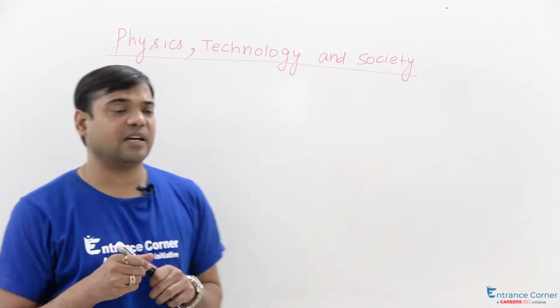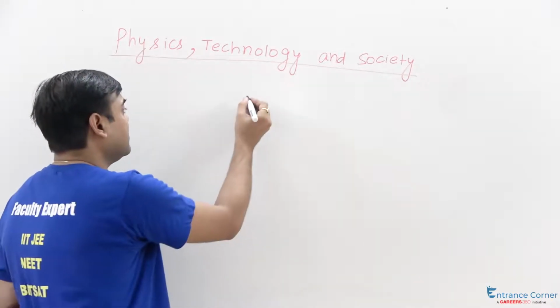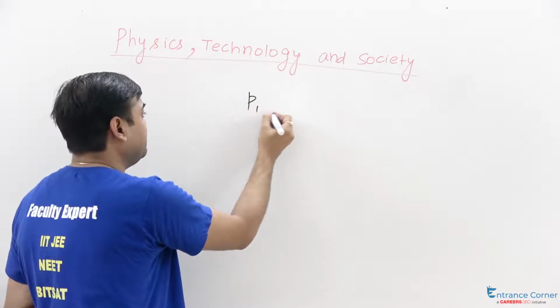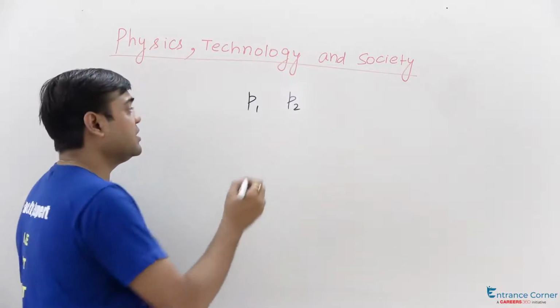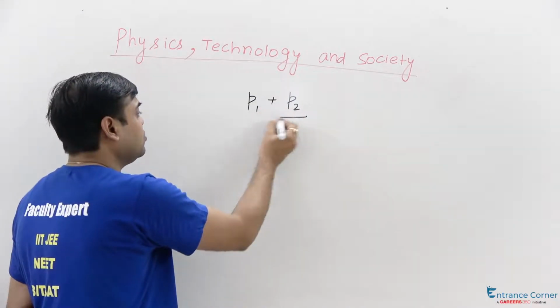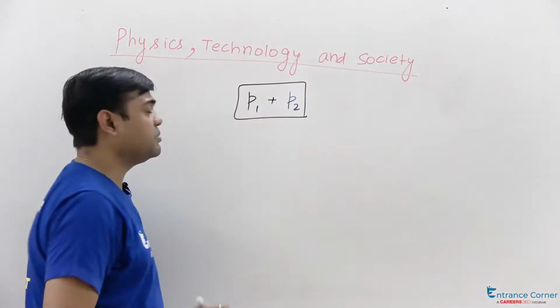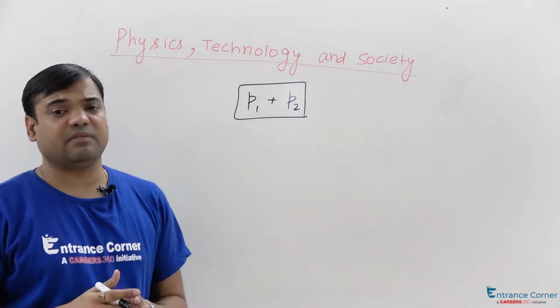That is, if we have two quantities, one with a value p1 and the other with a value p2, then the resultant of these two quantities can be simply found by writing p1 plus p2.